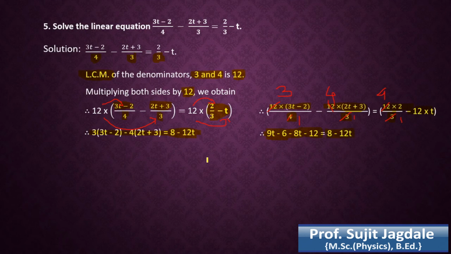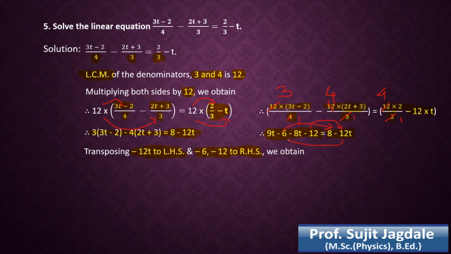Now shift the variable terms to the LHS and the constant terms to the RHS. So that means minus 12t goes to the LHS. Minus is there, so it will become plus, and minus 6 and minus 12 are both negative. After shifting to the RHS, they will become plus. So here I am shifting minus 6 and minus 12 to the RHS and minus 12t to the LHS. So after that I am getting it like this.